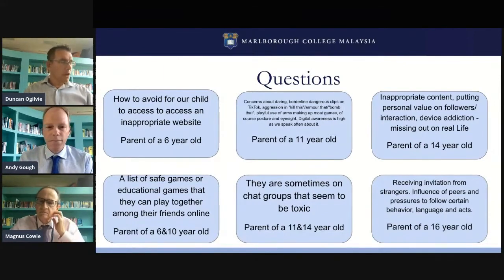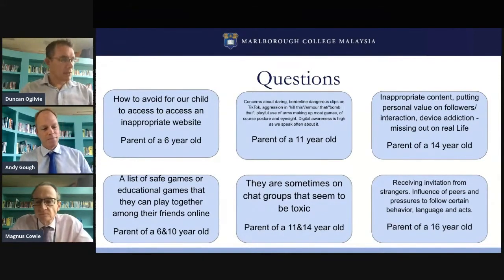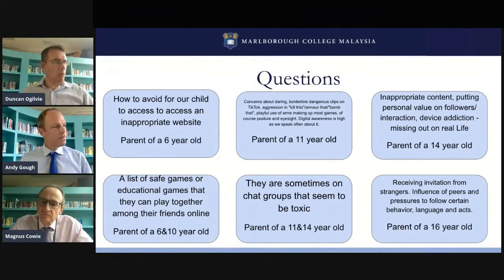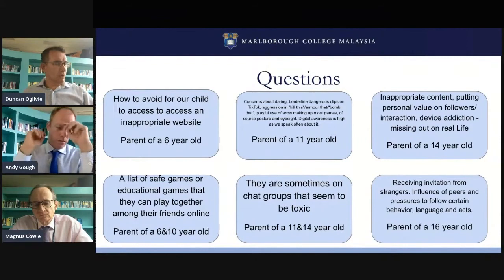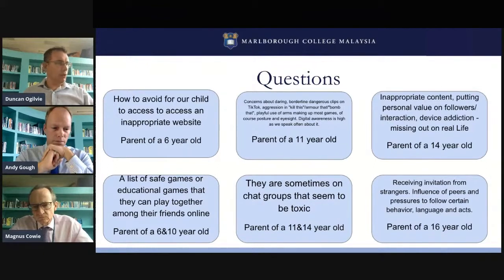Thanks, Mr. Gough. We're going to head back to Mr. Cowie now, and we're going to wrap up with one of our last questions. We've got a couple more which we're going to run through very, very quickly. This is one of the questions that came up from a parent of a 16-year-old pupil. Now, obviously, they can receive invitations from strangers. They can get influenced by peers, and it leads to a certain type of behaviour and language and actions. What recommendations, what advice have we got for parents in terms of that conversation?